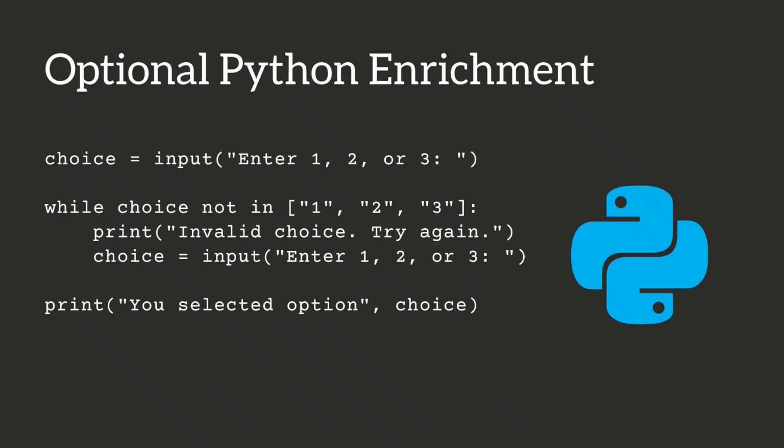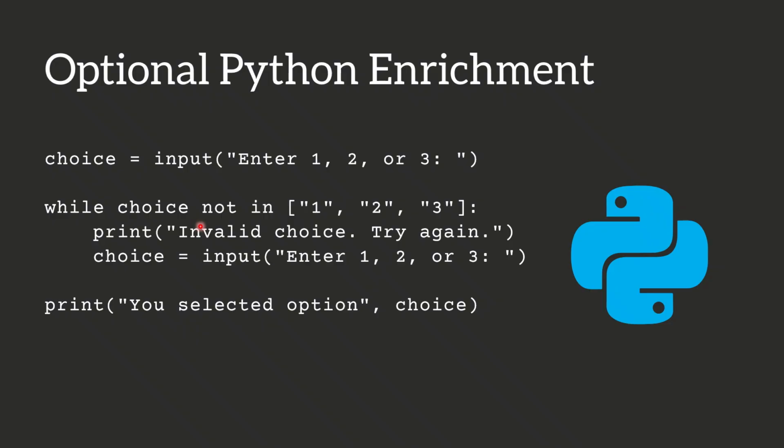Now, for those doing the optional Python enrichment for extra credit, here's a very simple program that validates the menu input. Once you do your pseudocode, think about how you can apply this to your Python. So the choice here is the input. This is what we're asking, that's our prompt. And then while choice is not in 1, 2, or 3, we're going to print invalid choice, try again, and they're going to have to enter their choice, 1, 2, or 3. And we're going to keep doing this.